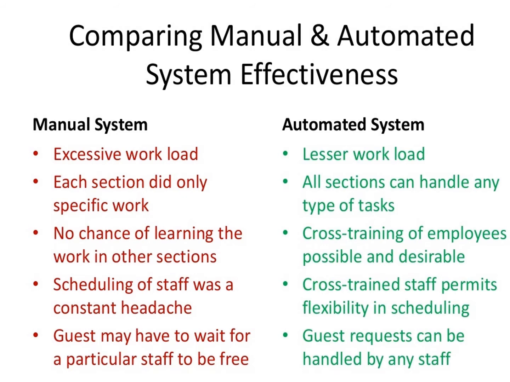Comparing manual and automatic systems. Manual system has excessive workload. Each section does not specify work. No chance of learning the work in other sections. Scheduling of staff was contact based. In a semi-automatic system, there is lesser workload, all sections can handle any type of tasks, and cross-training of employees is possible and desirable. Cross-trained staff permits flexible schedules.